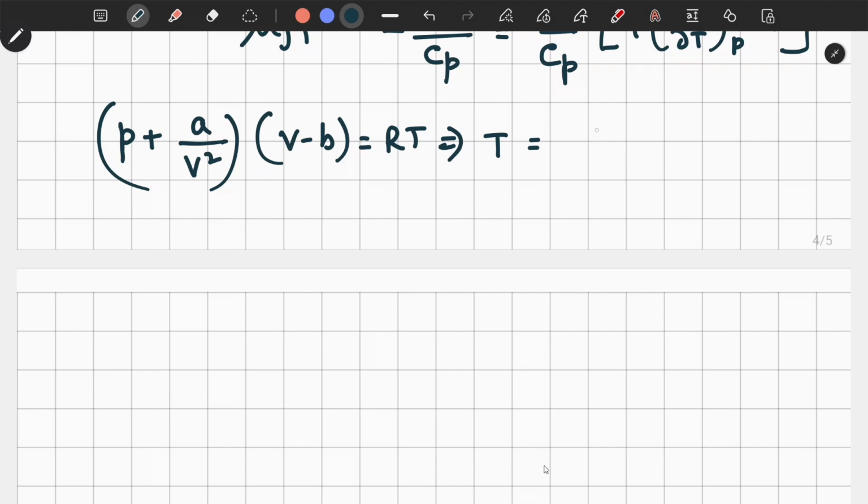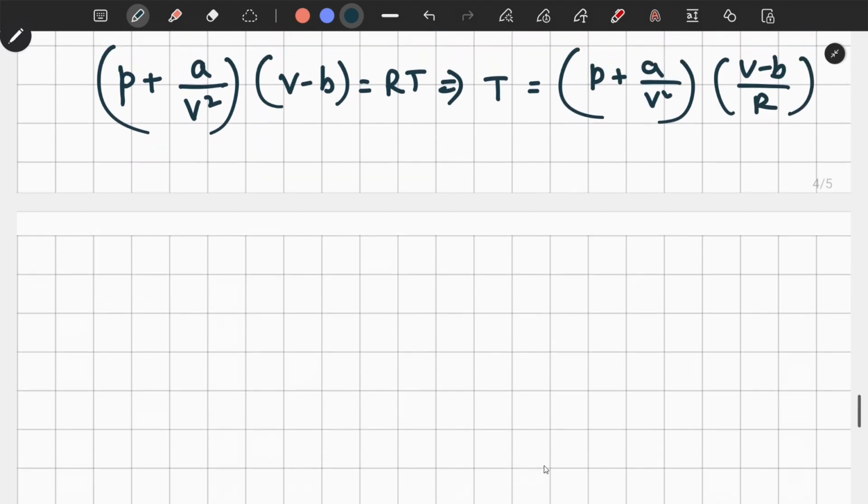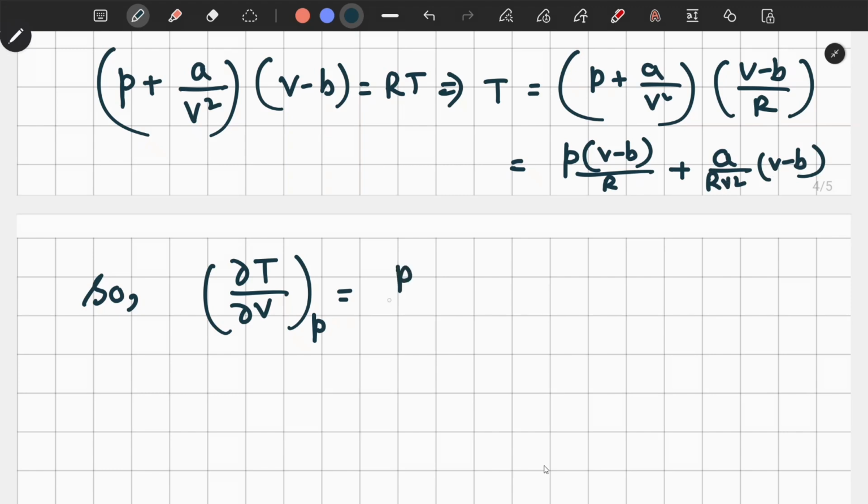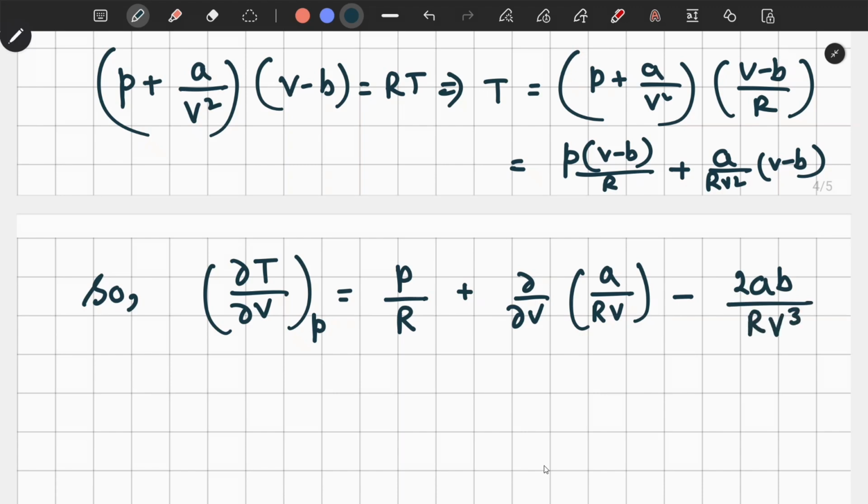just 1 by R. So you can write P plus A by V square times V minus B by R. So del T del V at constant P. That will be P V minus B by R plus A by R V square times V minus B. So the first term will be just P by R, and the second term has two terms. First it will be del V of A by RV. The last term will be 2AB by RV cube. Correct?